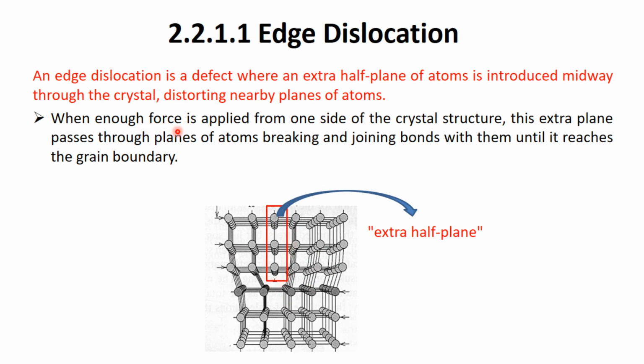When enough force is applied from one side of the crystal structure, this extra plane passes through the planes of atoms, breaking and joining bonds with them until it reaches a grain boundary. So this extra half plane can move throughout this crystal structure until it reaches another crystal with different orientation, which is also called a grain boundary.